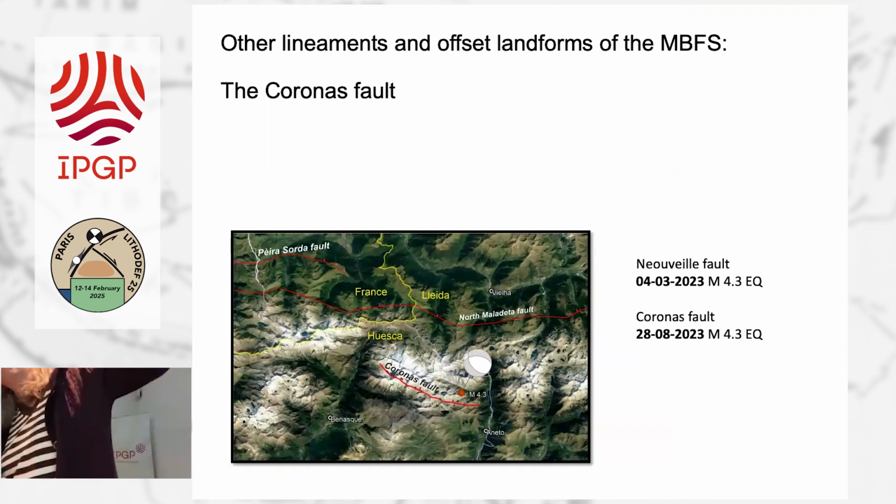Okay, I will go back to these old markers, but just a quick mention: there were two earthquakes in 2023 at the Neve fault. I don't remember if it was the Neve fault or the Peira Sorda fault. And then the Coronas fault earthquake, which was quite well felt in the area and motivated the setup of a temporary seismic network around here. It was produced by this Coronas fault, which could be considered a secondary fault of this large system.